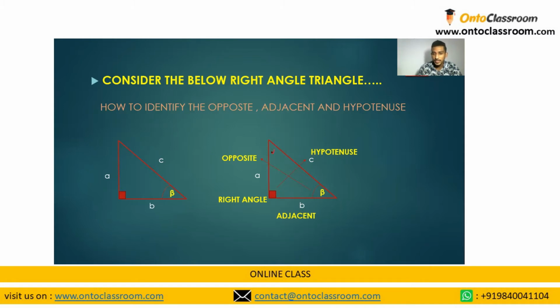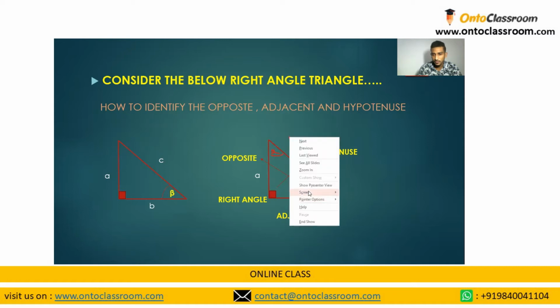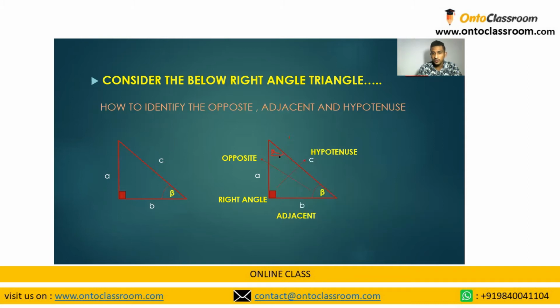Now consider the other angle, alpha. If you choose this angle alpha, the opposite side for alpha will be B, so this would become the opposite side. And the opposite side for the right angle will be C, and that will be the hypotenuse itself. And the remaining side will be A, and now this will become the adjacent.